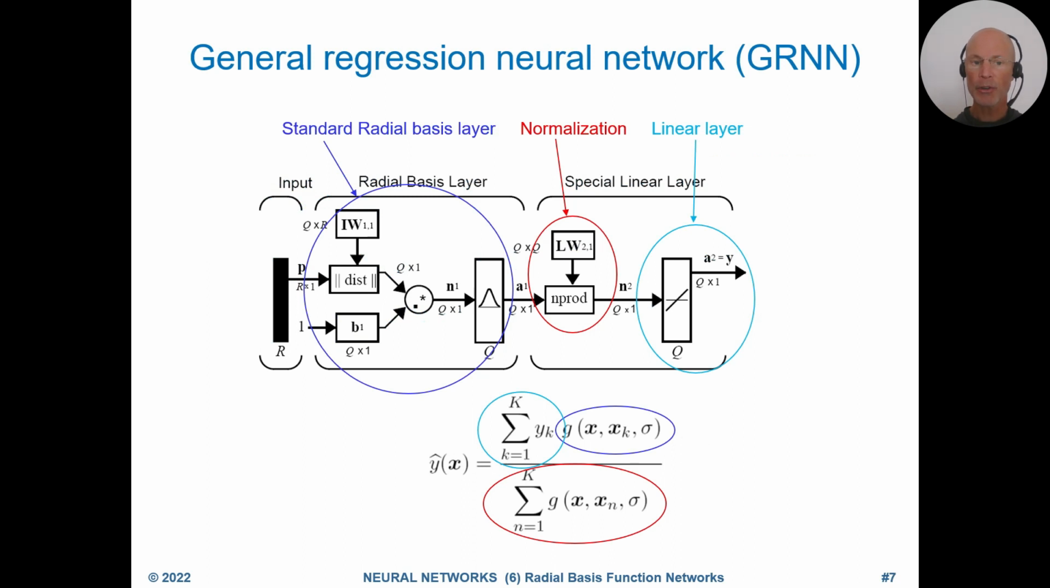The last structure is the generalized regression neural network, GRNN, and it consists of a standard radial basis function layer, then the linear layer, but we also have the normalization layer, which makes the GRNN predictor quite a robust structure.